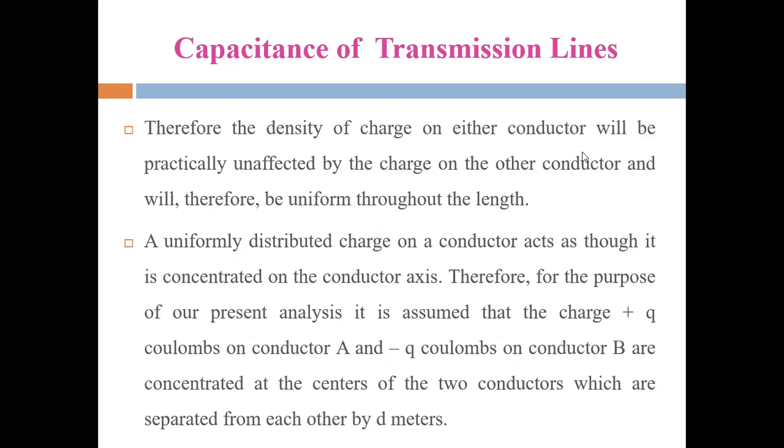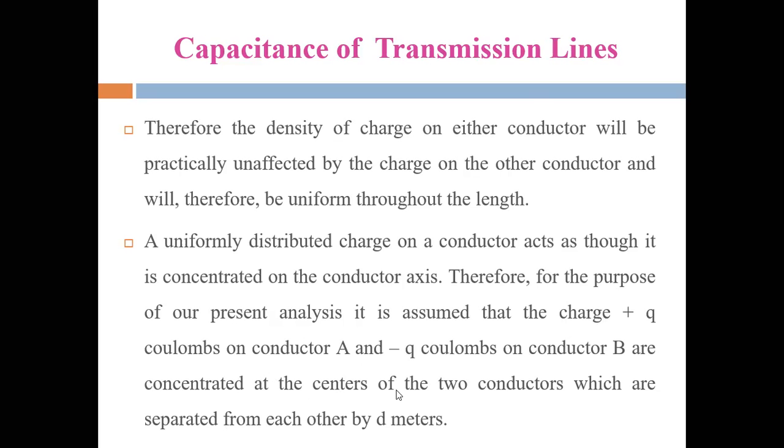Therefore, the density of the charge on either conductor will be unaffected by the charge on the other conductors. A uniformly distributed charge on the conductor acts as if it is concentrated on the conductor. It has a plus q coulomb charge on conductor A and the other conductor has a minus q coulomb charge on conductor B.